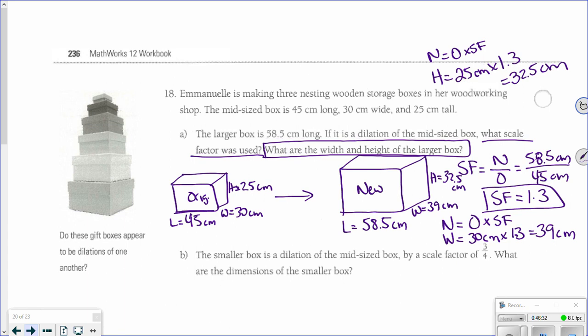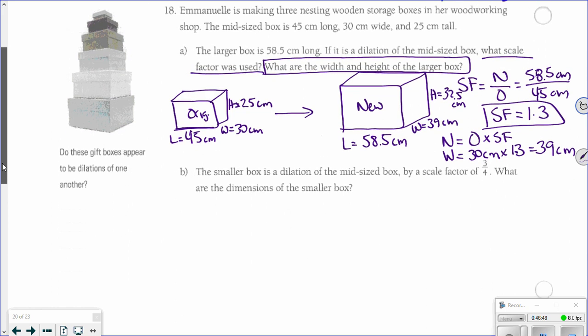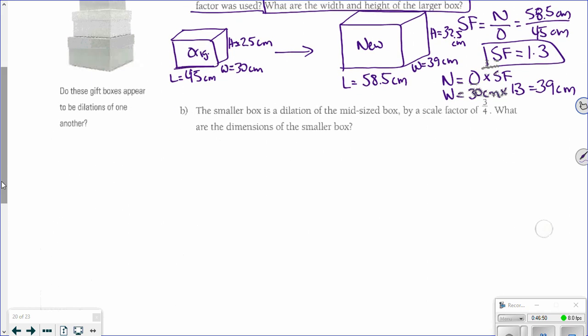Okay, so as long as it gives you a pair of side lengths that match up, like the length and the length, the width and the width, you can find your scale factor. Once you know your scale factor, you can use that scale factor to calculate the rest of your side lengths. Same kind of thing is going to happen for part B. It says the smaller box is a dilation of the mid-sized box by a scale factor of 3/4. 3/4 is less than 1, so this is going to make our box smaller. What are the dimensions of the smaller box?